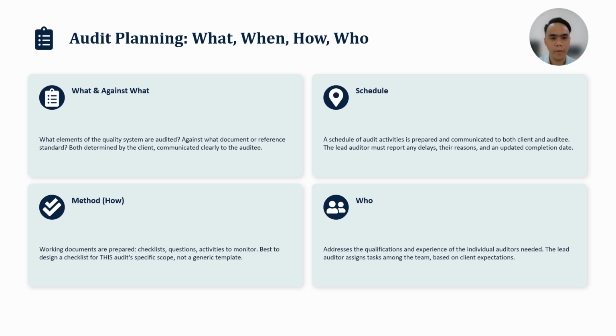Working documents need to be prepared, including checklists of the elements to examine, questions to ask, and activities to monitor. Some references provide generic checklists that can be used as templates, but it's generally best to design a checklist to suit the audit at hand and its specific scope and objectives, rather than relying purely on a generic template.